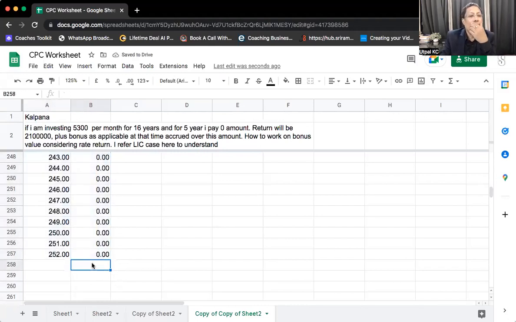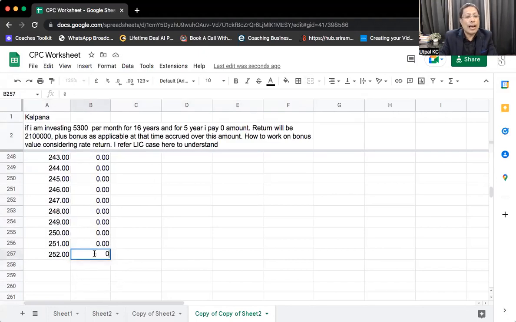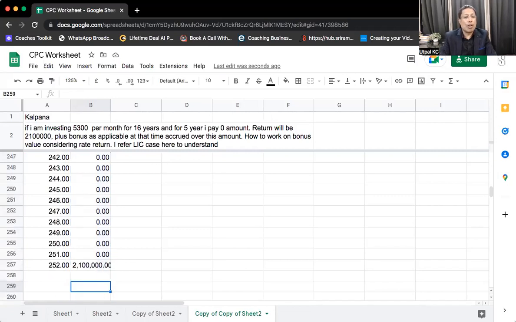Okay, so after that, the return will be 21 lakhs plus bonus. Am I right? Okay, so now here you will get 21 lakhs, plus bonus. Now you'll have to give. Now let us calculate without bonus first. Okay, just a moment. Then after that, we will see, because bonus we don't know. So without bonus, what is the return on investment? So very simple, IRR.